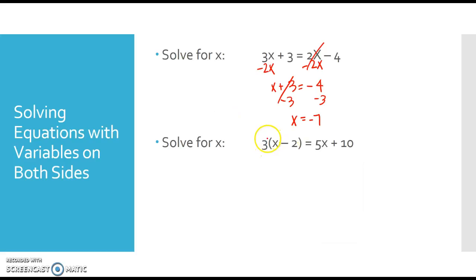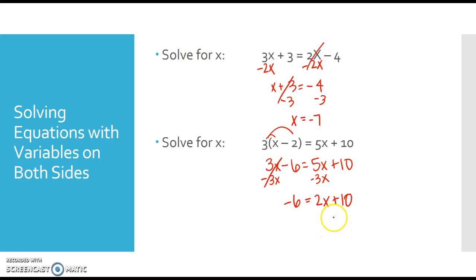So if I distribute, 3 times x is 3x. 3 times negative 2 is negative 6, equals 5x plus 10. Right, I've got a 3x and a 5x. 3x is smaller, so that's the one I'm going to move. Again, you can move either one. So you get negative 6 equals 5x minus 3x is 2x, and bring down my plus 10.